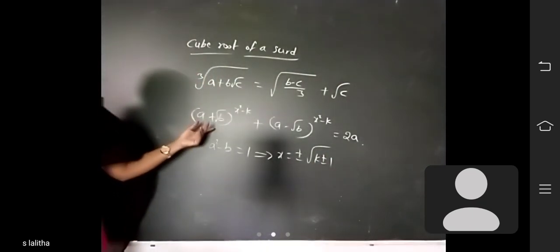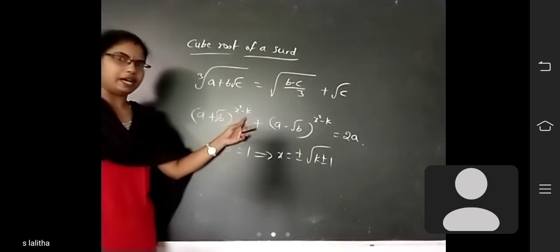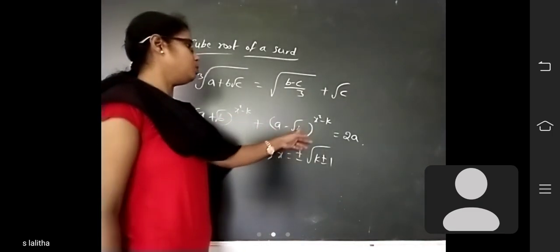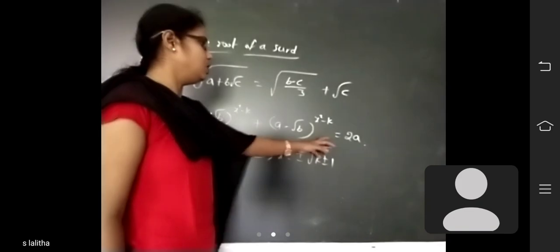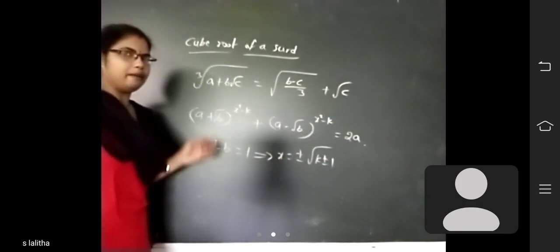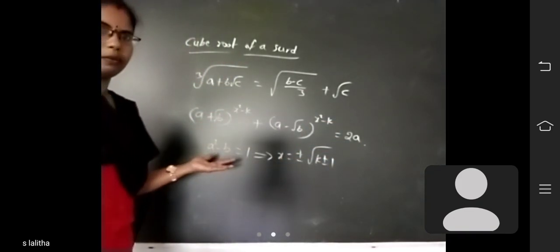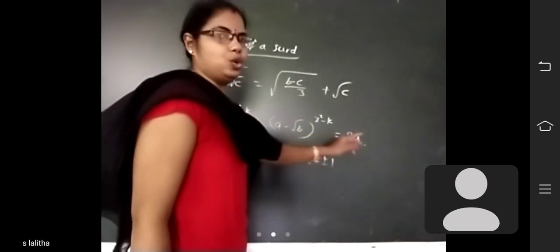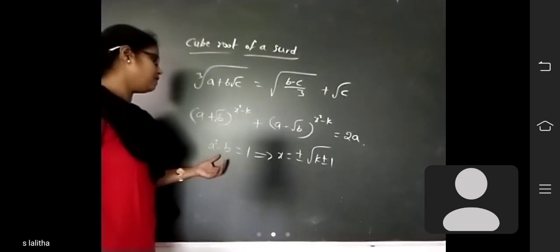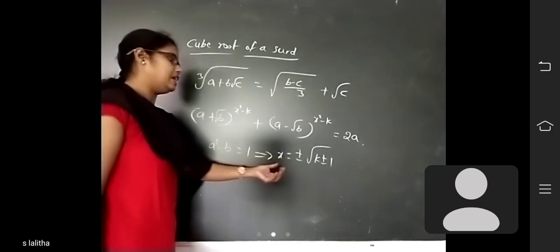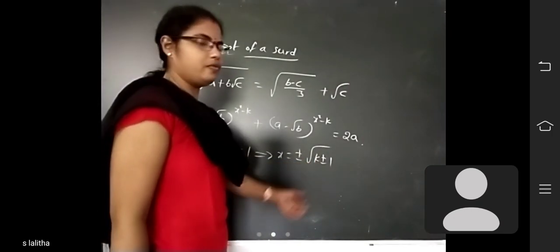(a plus root b) whole power x square minus k plus (a minus root b) whole power x square minus k is equal to, what is the formula? 2a. (a plus b) into (a minus b), what is the formula? a square minus b square. Like that here, 2a. Okay, so a square minus b is equal to 1, then x is equal to plus or minus root of k plus or minus 1.